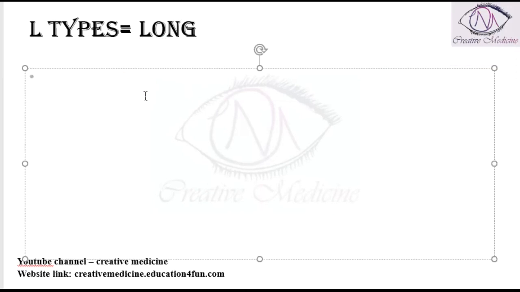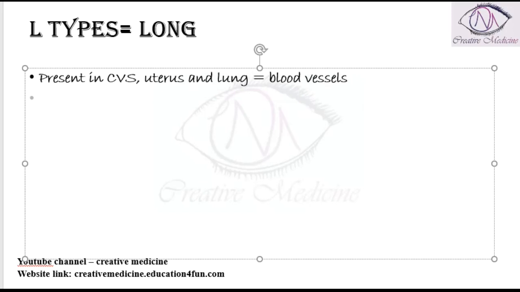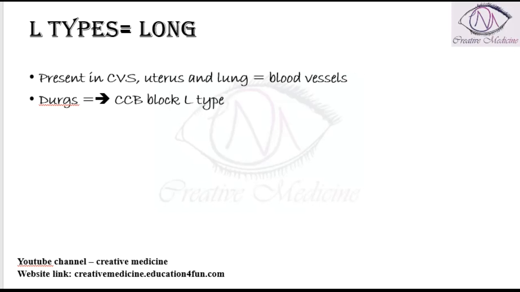These L type calcium channels are present in the cardiovascular system. They are present in the uterus and lungs. They are also present in blood vessels. The drugs which block these L type calcium channels are calcium channel blockers. So L type is blocked by calcium channel blockers.